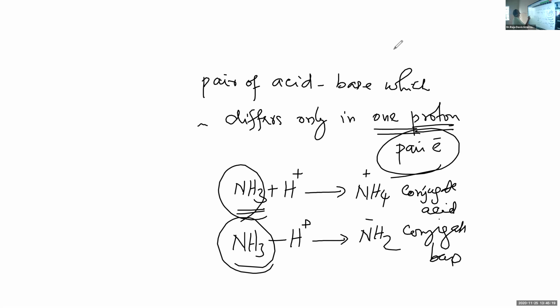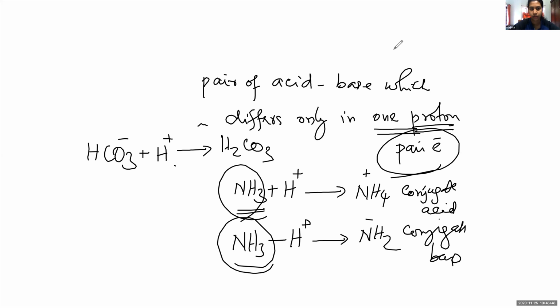Okay, let me ask you another question. Say you are given HCO3 minus. What will be the conjugate acid of this? Steffi, can you say the conjugate acid of HCO3 minus? You add H plus. You will get H2CO3. The charges, plus and minus, cancel. So H2CO3 is the conjugate acid.